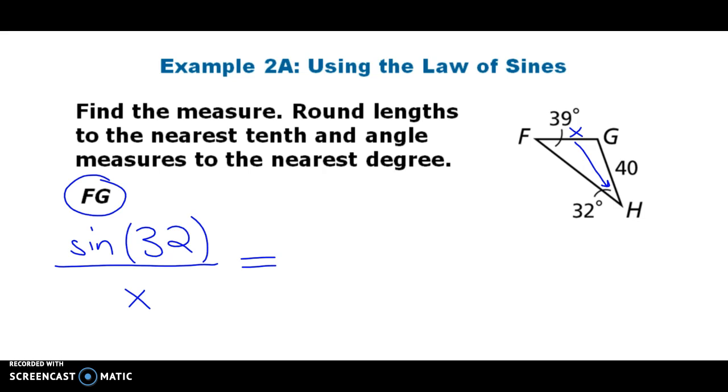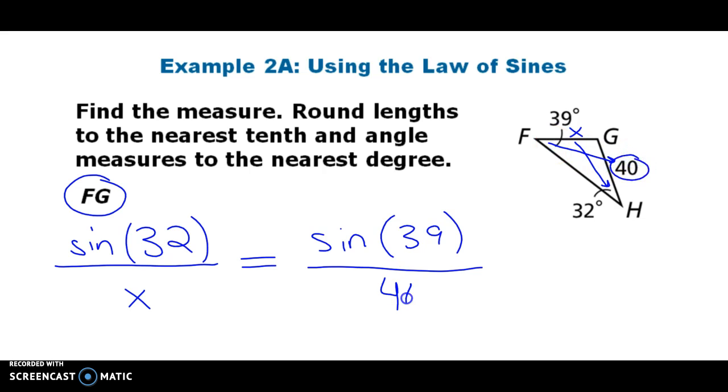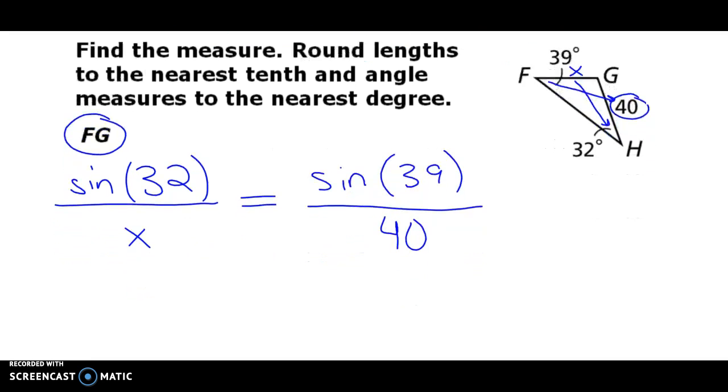Now, what's the only other angle we know? 39. Now, we could find the third, right, if we wanted, by subtracting them from 180. But let's just go with the one they give us. Sine of 39. And what side is on the opposite side from 39? 40. So that goes on bottom. So sine of the angle over the opposite side equals sine of another angle over its opposite side. And now how do we solve a fraction equals a fraction?